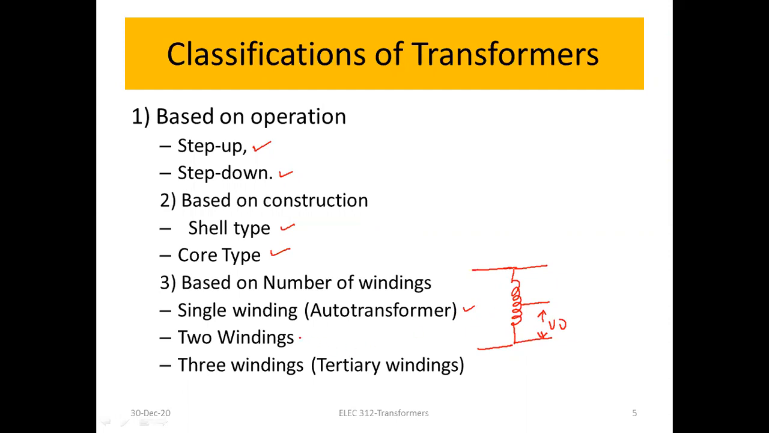Two winding transformer we will study in this course. Two winding transformer, I have already drawn this circuit like this. This is the magnetic core and windings are placed on this side and this side. So this is your two winding transformer.